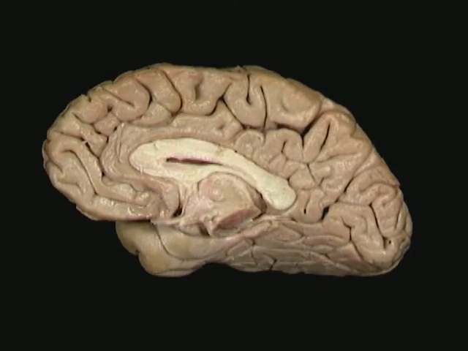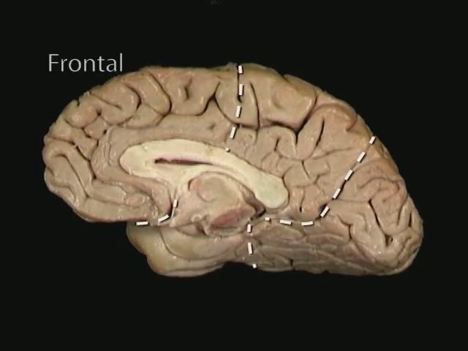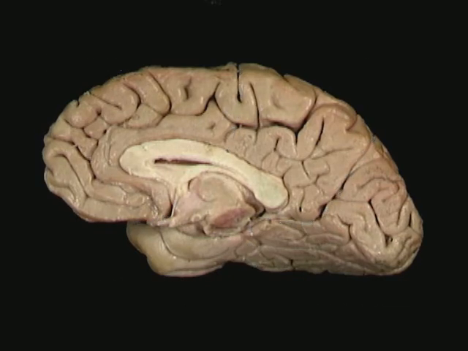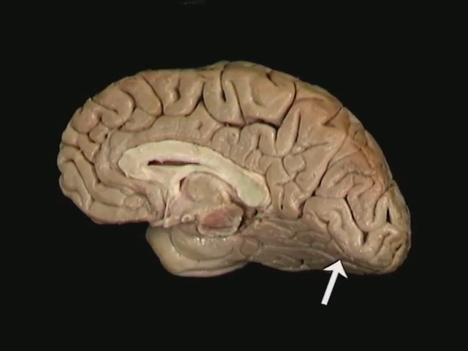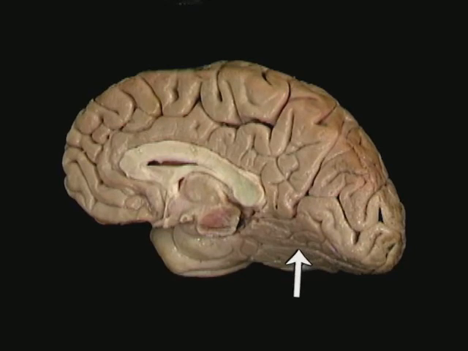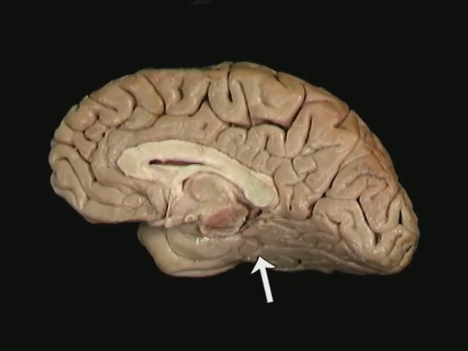Here are the four lobes on the medial surface: frontal, parietal, occipital, and temporal. The sloping underside of the occipital lobe conforms to the upward slope of the tentorium.